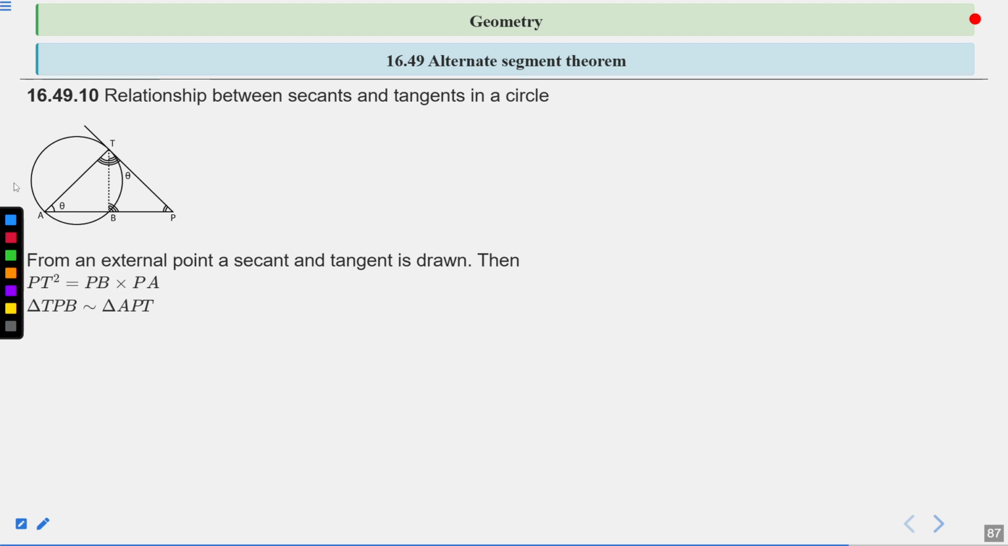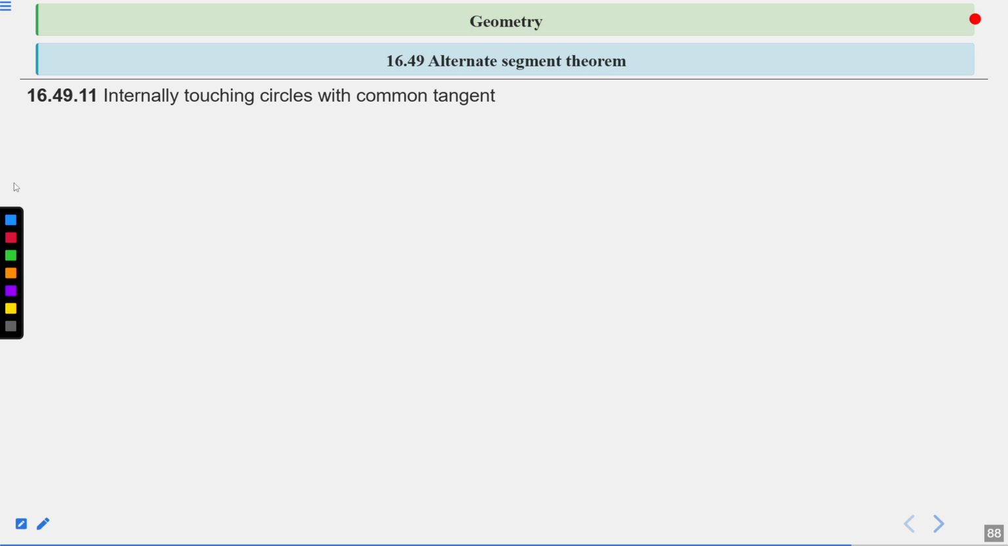So we can say that triangle TPB is similar to triangle APT, or we can say that PB upon PT equals PT upon PA. Next one, internally touching circles with common tangent. So this is the diagram of internally touching circles with common tangent.